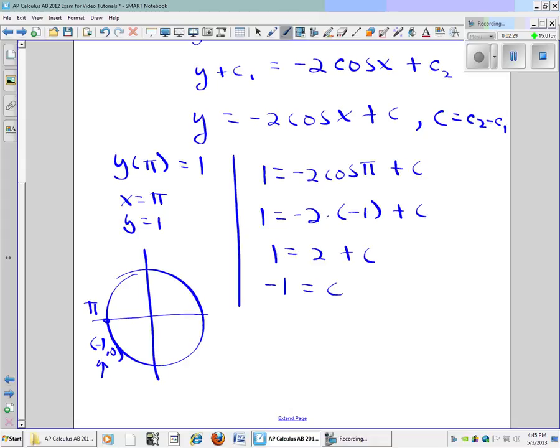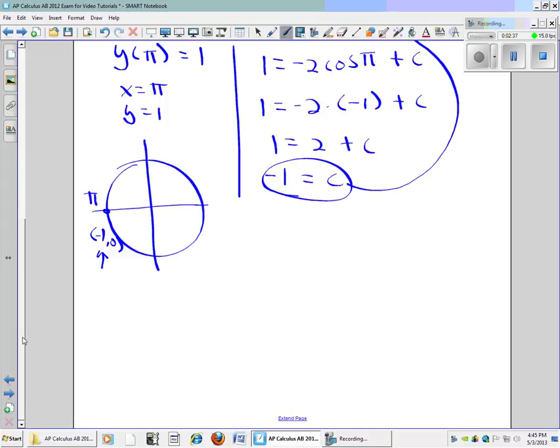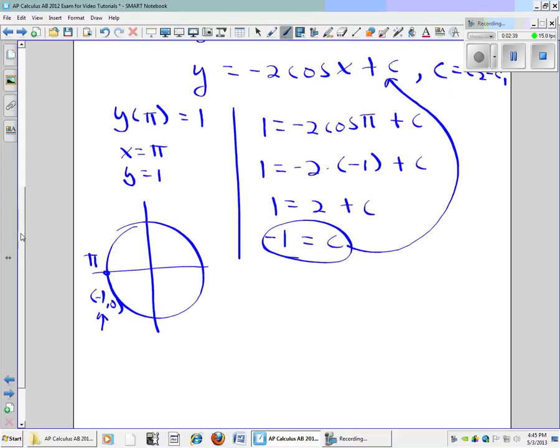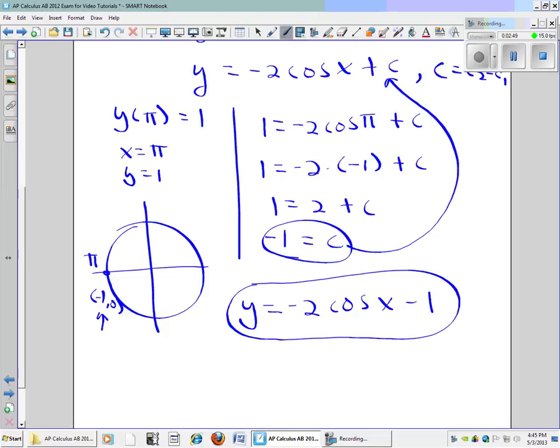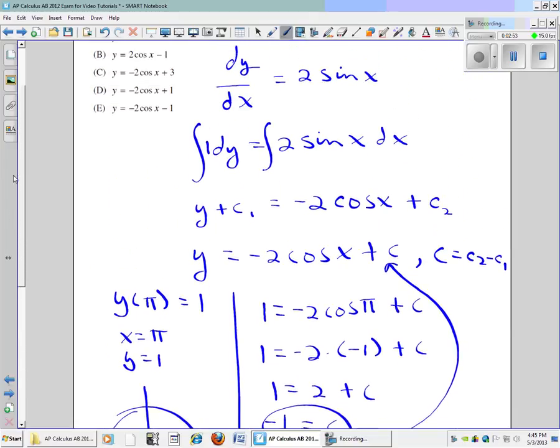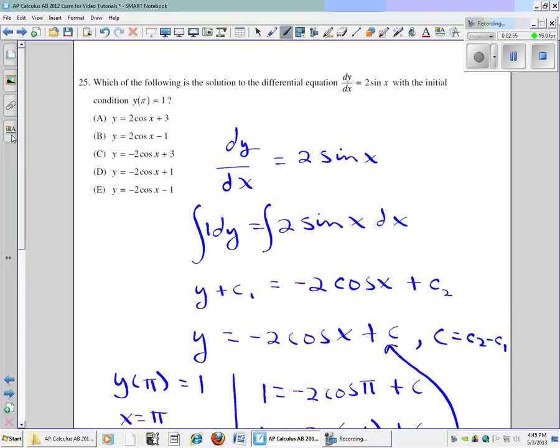So we can rewrite our equation now by substituting in the negative 1 for our c, and then we'll have our answer. Let's look at that. We'll have y is equal to negative 2 times the cosine of x minus 1. And let's see which answer that is. Again, negative 2 cosine of x minus 1. That's letter E. Letter E.